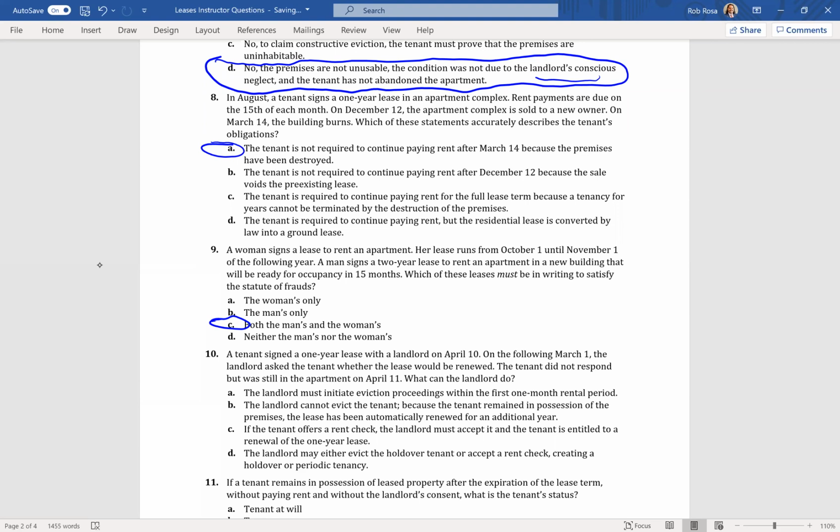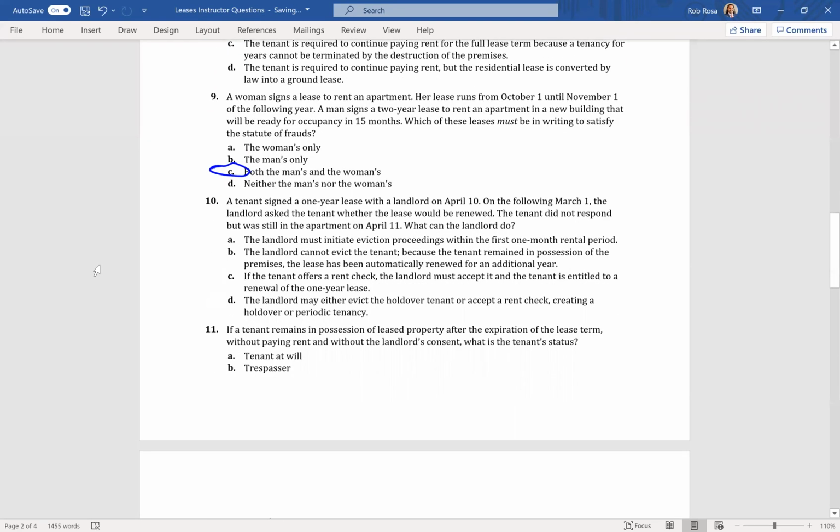All right. Number 10, a tenant signed a 1-year lease with a landlord on April 10th. On the following March 1st, the landlord asked the tenant whether the lease would be renewed. The tenant did not respond, but was still in the apartment on April 11th. A little holdover there. What can the landlord do? D as in David.